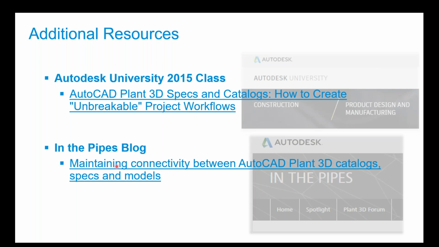And there is also the Pipes blog, where some of us are writing blogs about Plant 3D issues. So there are very good articles. One of them is maintaining connectivity between Plant 3D models, specs, and the catalogs. I have given the hyperlink so you can go there and read through the same things that we discussed. And there may be a few more additional things around some of the custom properties that you'd like to sync back and forth between the spec and the model and the catalog.